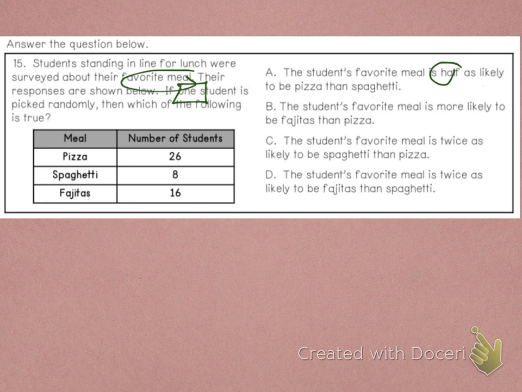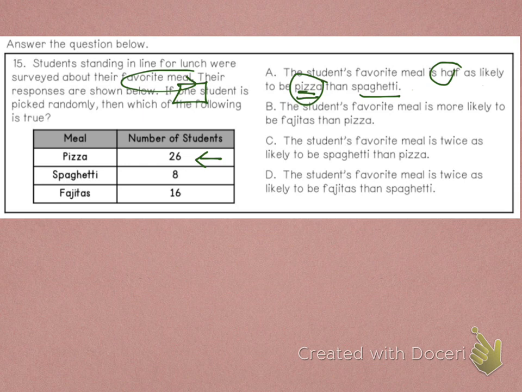The student's favorite meal is half as likely to be pizza than spaghetti. Then that means that they have a less chance of being pizza and a greater chance of being spaghetti. So if we look, pizza is greater than spaghetti. So that doesn't make sense because it's saying half as likely to be pizza. It's probably more than likely to be pizza.